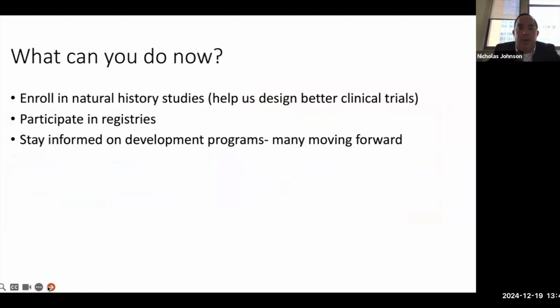What can you do right now? You can enroll in a natural history study like MOVE and contact Michaela Walker. That really helps design better clinical trials and prevents failures. Because the worst possible scenario in my book is that you have a drug that you think works, and then you do a clinical trial and it doesn't work because the trial wasn't designed right. So I think that's an important part. There are registries, including the FSHD Society, which has a new registry that allows you to participate, get more information, and then stay informed on drug development programs. There are many of these that are moving forward.